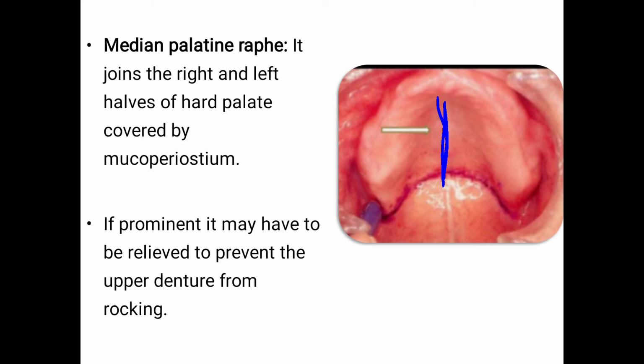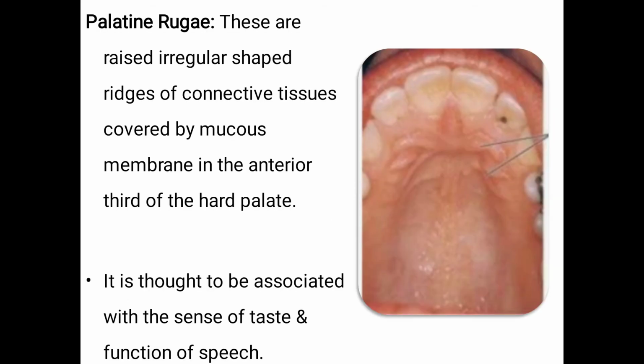لو ما عملت ريليف حيكون في ميوكوبريوستيوم كبير شديد prominent ظاهر فيعمل لي روكينج في الدنشر. روكينج ده يعني بيتحرك يمين شمال. الدنشر ما بكون stable, so we should relieve this median palatine raphe.